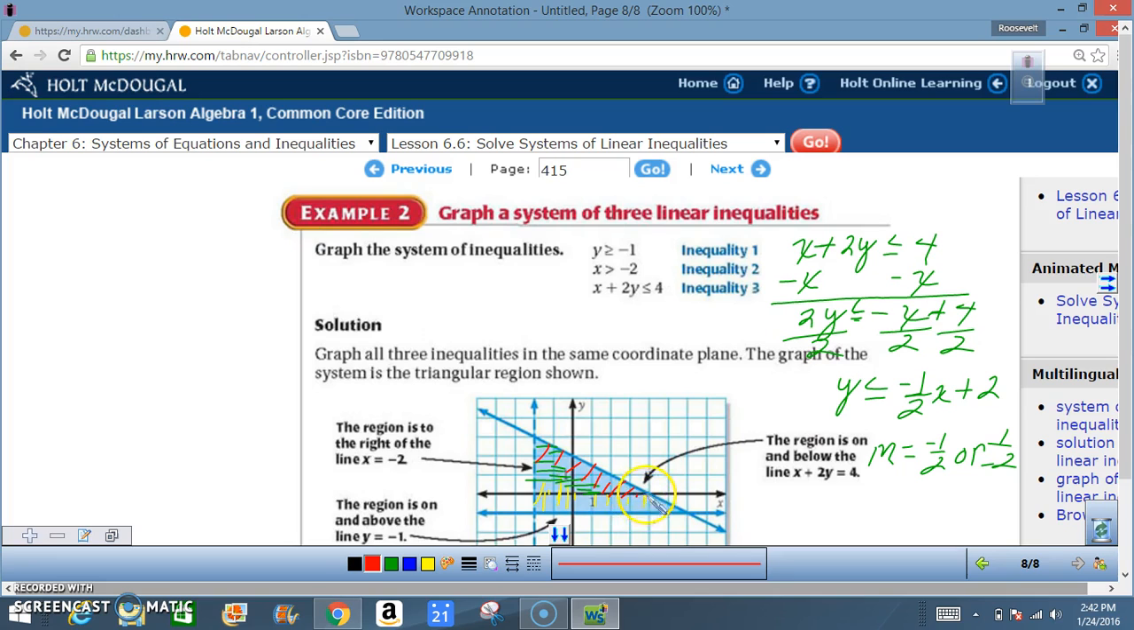So that means this entire region is what would be shaded with all three colors. In other words, this is where they all mixed up. This is where they all intersect.